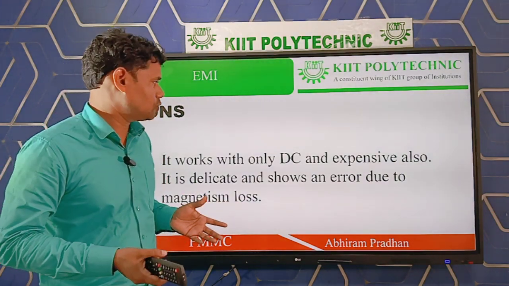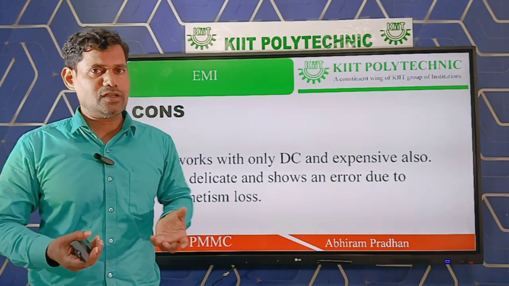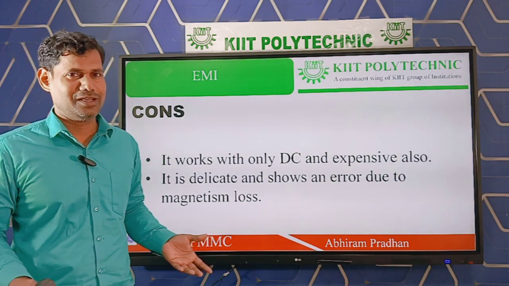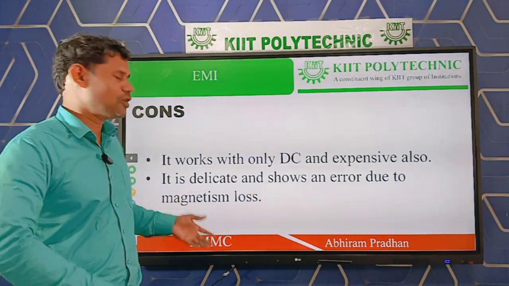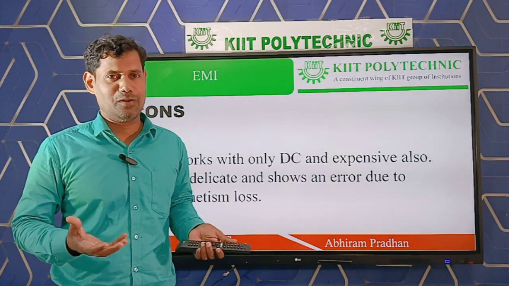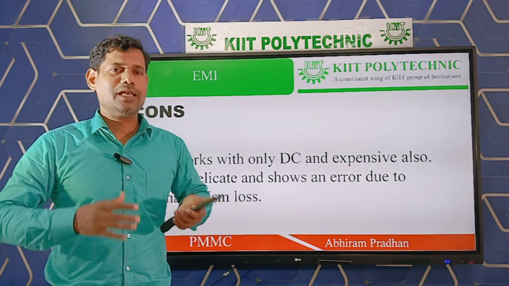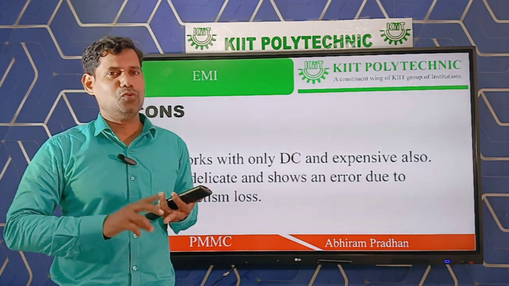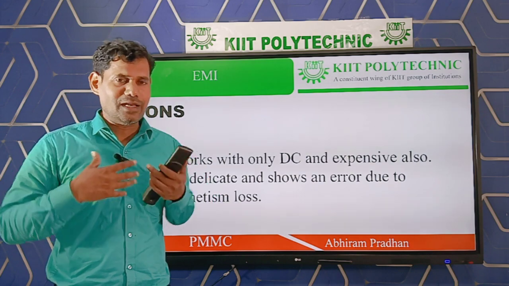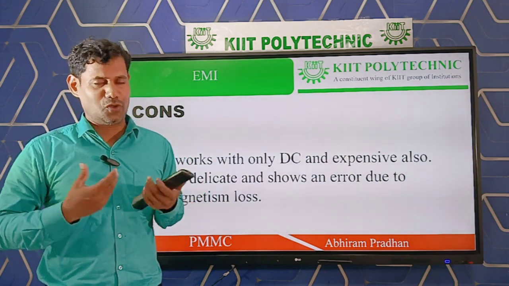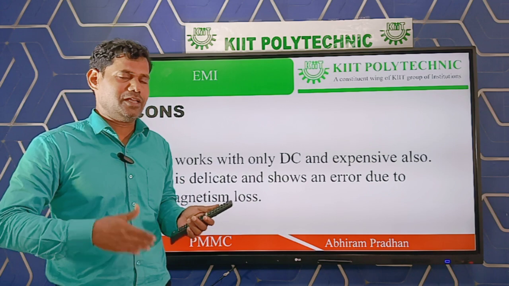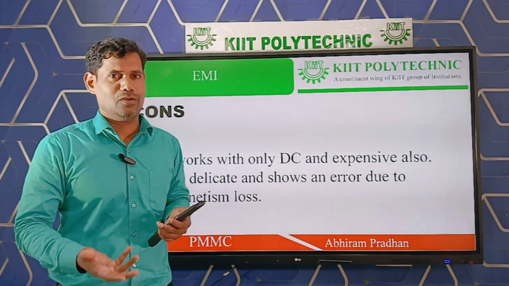Then, it is a very delicate instrument and it shows error. It cannot be called an errorless instrument; scientists are still searching for one, but it cannot happen. It has error due to magnetism loss. Magnetic property is a natural property of iron, and over time, say in one or two years, the permanent magnet loses its magnetism. When the magnet loses its magnetism, its working efficiency also drops, and we have to face that.